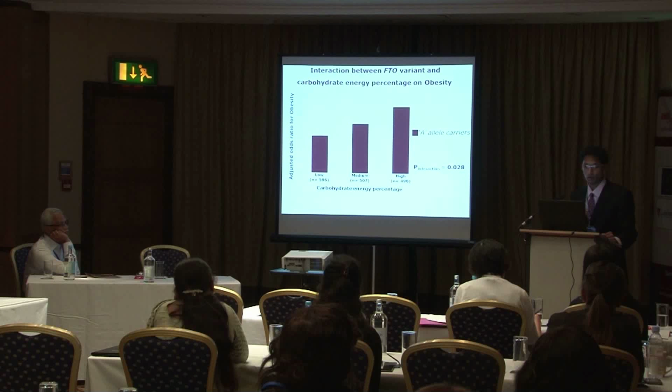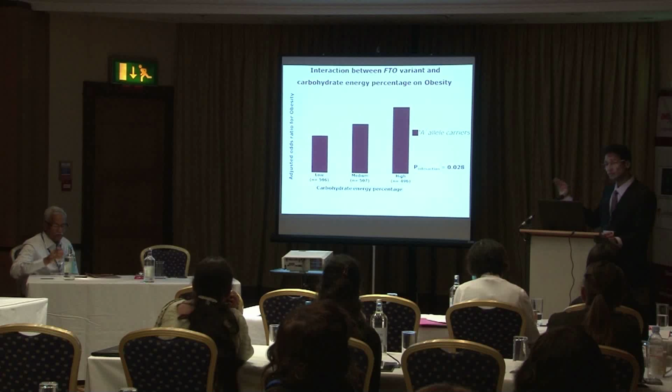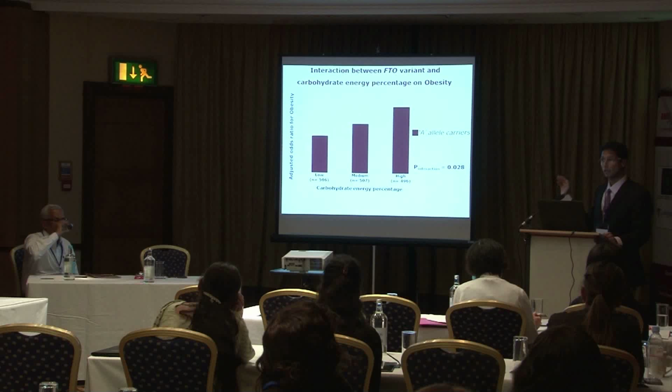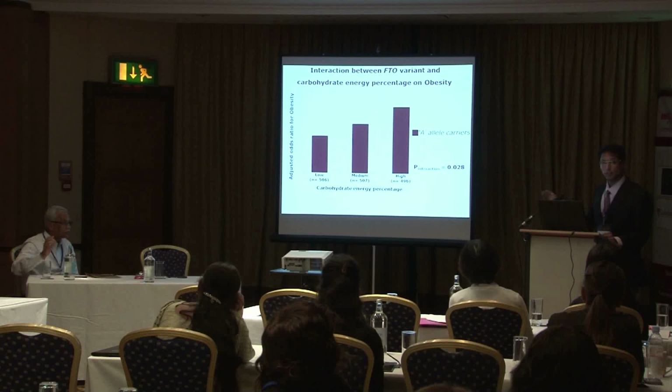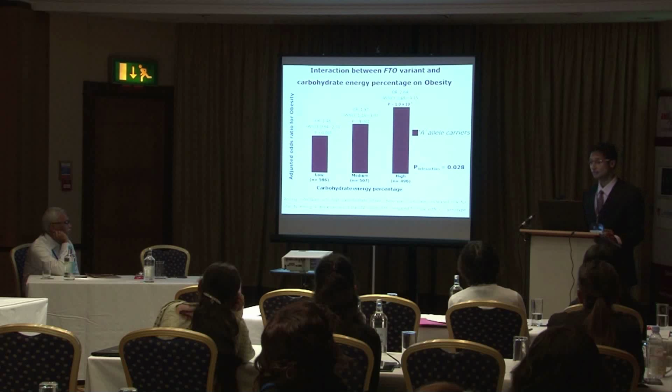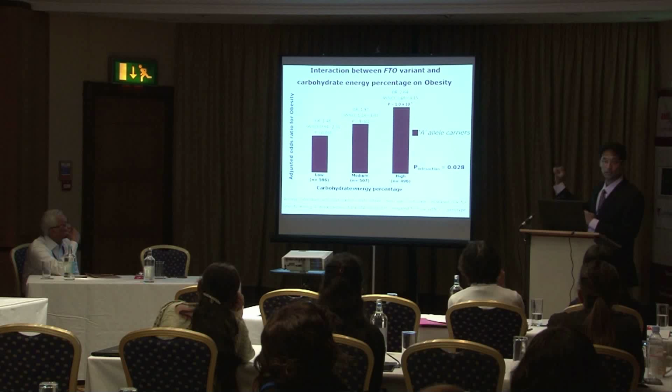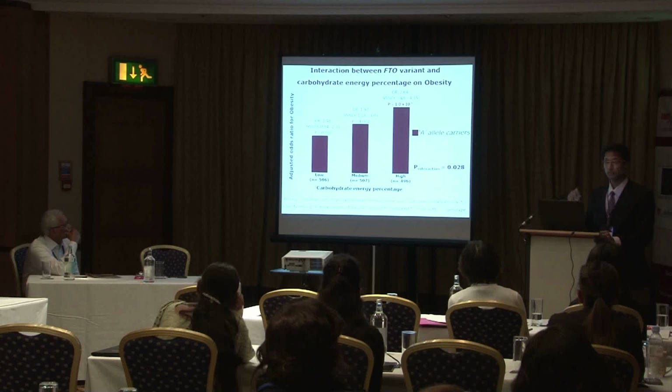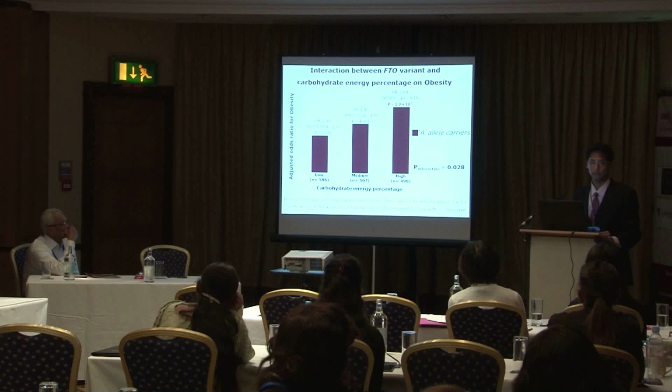And the conclusion was those who carry the risk allele of this FTO variant and those who consume high levels of carbohydrate, they had 2.64 times increased risk for obesity compared to those who do not carry the risk allele of the FTO variant, which means that any Indian who consumes high levels of carbohydrate and carries this FTO variant is at risk of developing obesity, and the risk is 2.64 times.